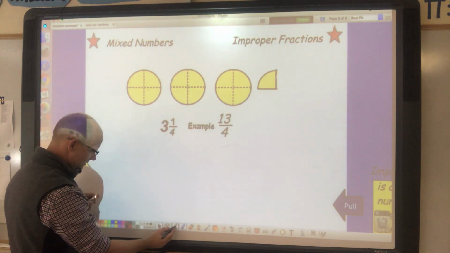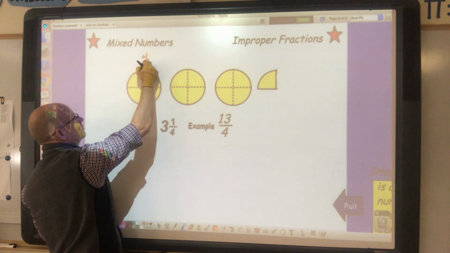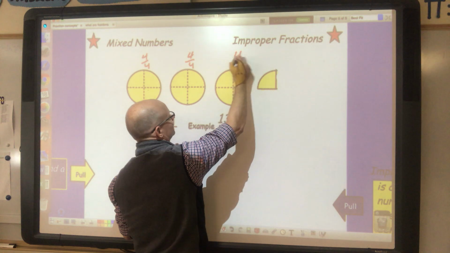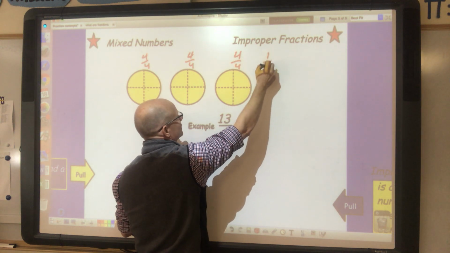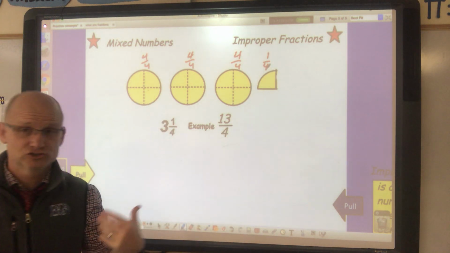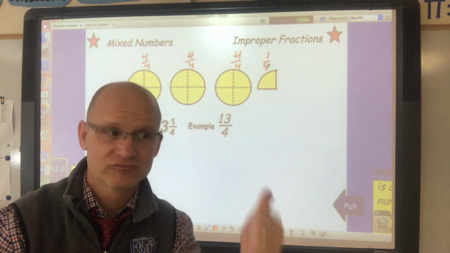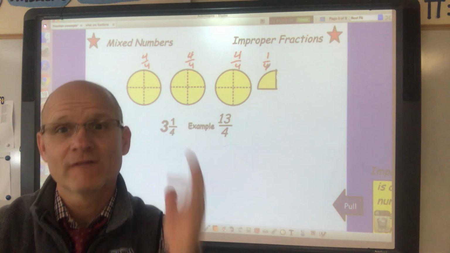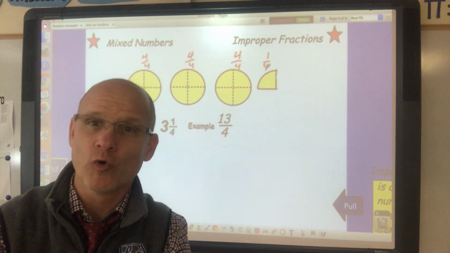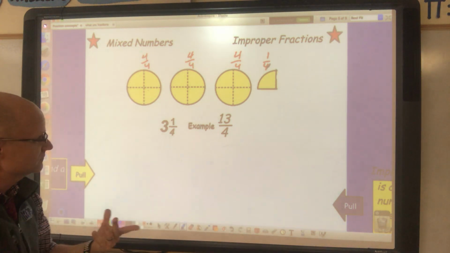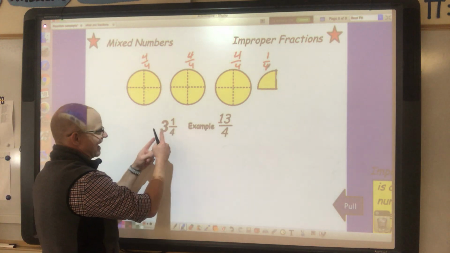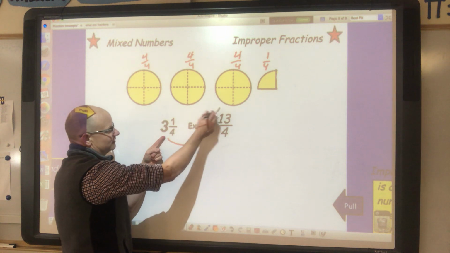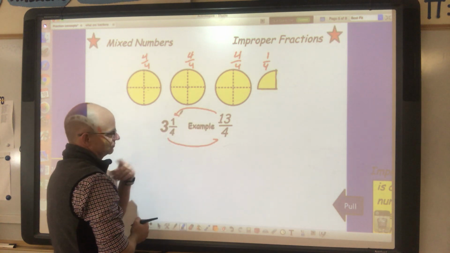Well, right here you have 4/4. And here you have 4/4. And here you have 4/4. And here you have 1/4, which gives you a total of how many fourths? 4/4 plus 4/4 plus 4/4 plus 1/4 is 13/4. So we're going to discuss how to change a mixed number to an improper fraction and how to change an improper fraction to a mixed number.